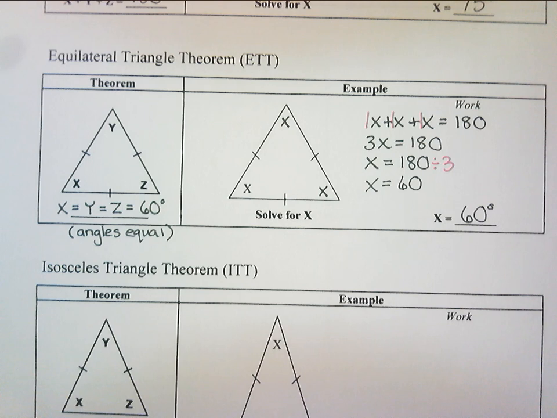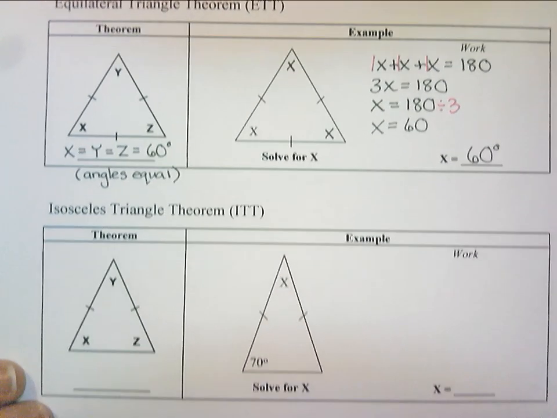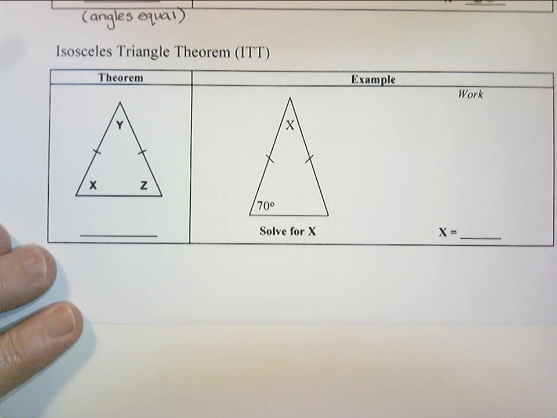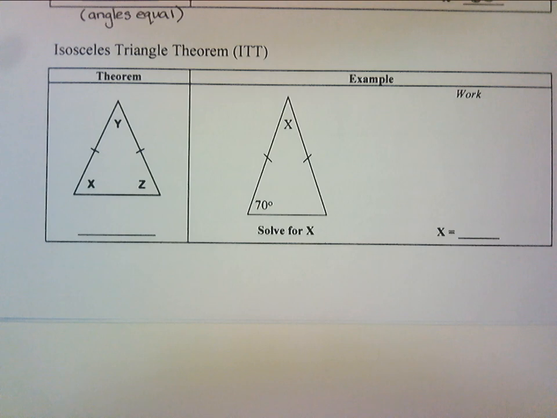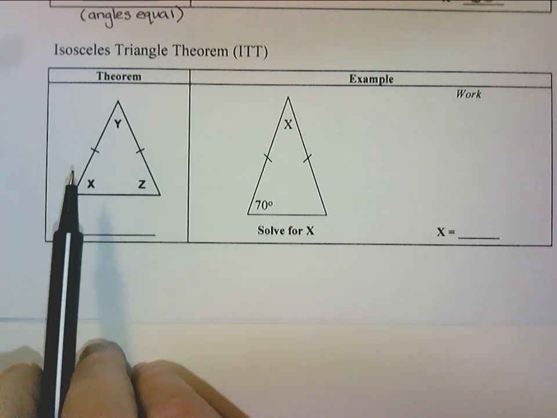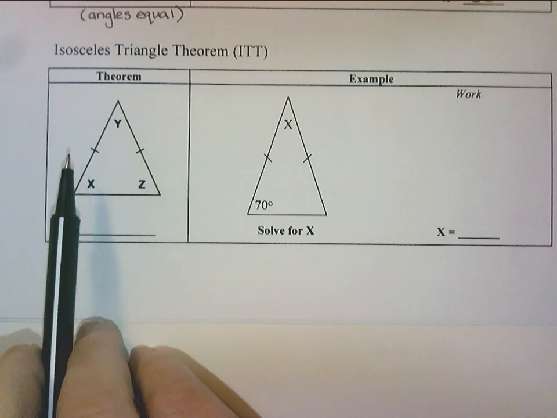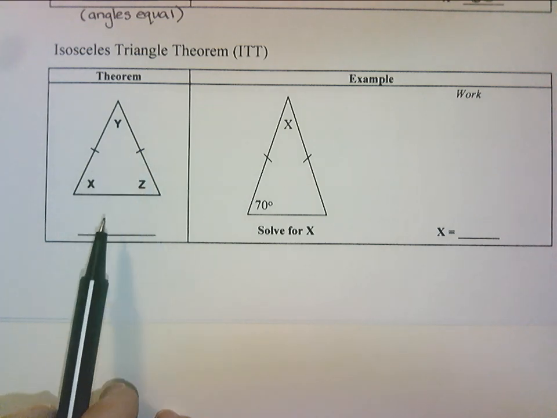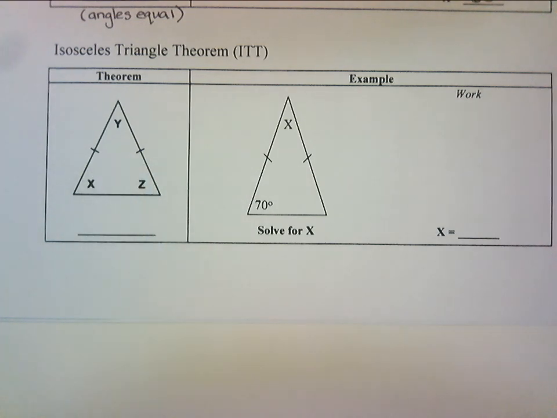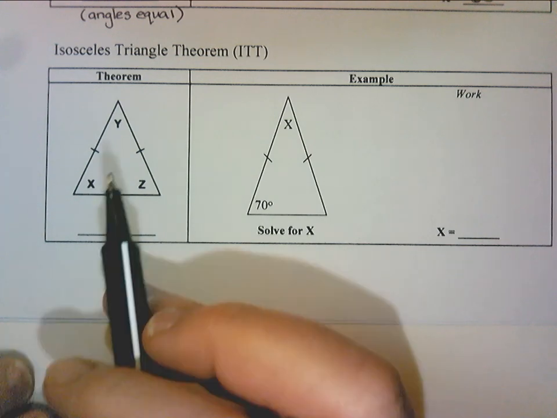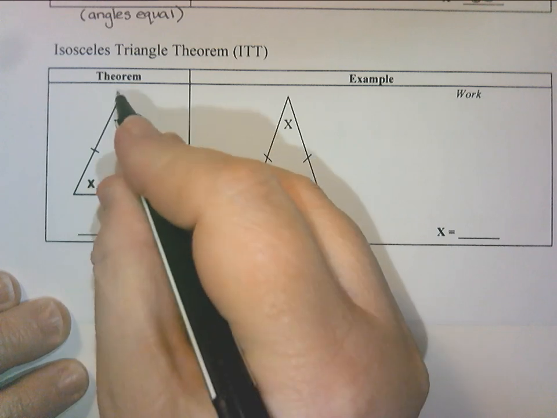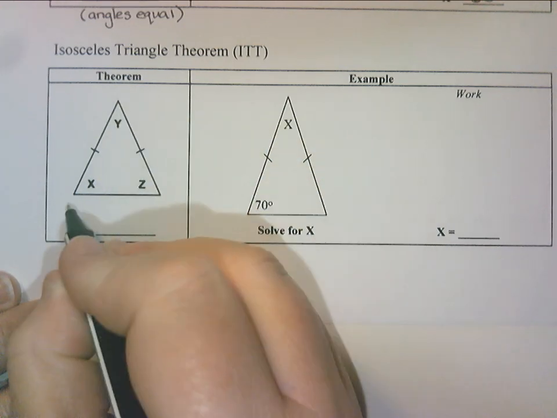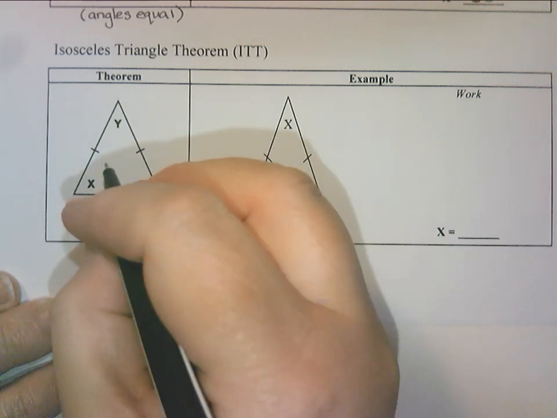Okay, up next we have the isosceles triangle theorem, otherwise known as ITT. As we discussed on our vocabulary sheet, an isosceles triangle has two sides that are equal and one side that is different. It also means that it has two angles that are equal and one that is different. The two that are equal are always going to be where the two equal sides meet that not equal side.